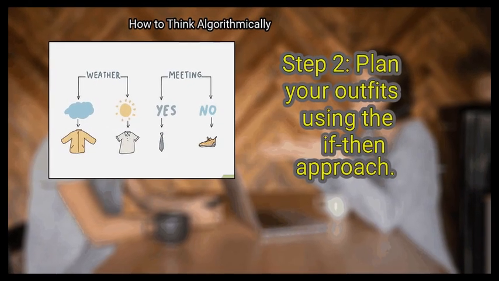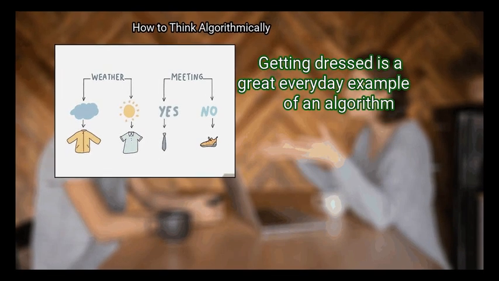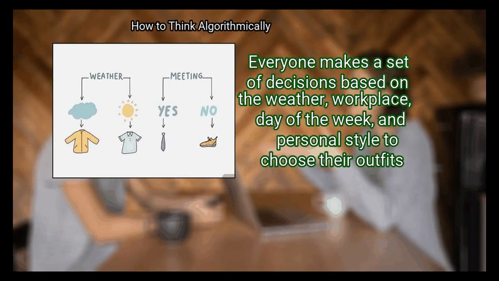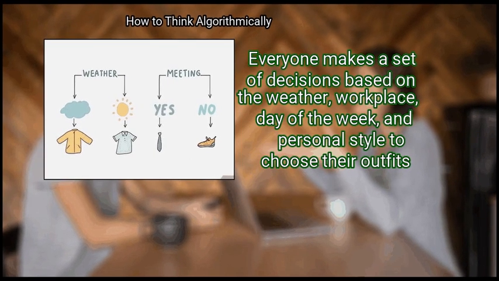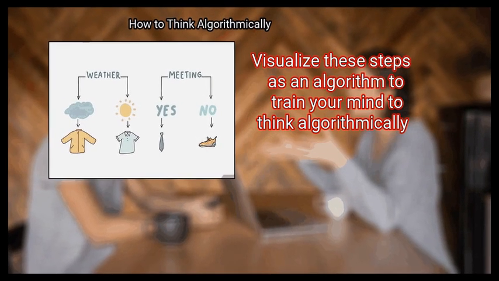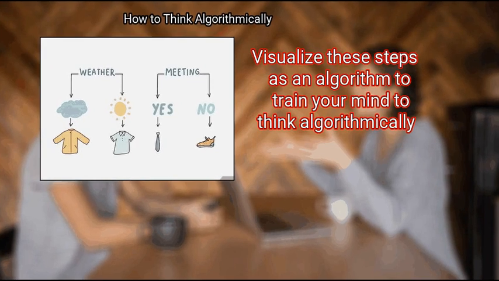Step 2. Plan your outfits using the if-then approach. Getting dressed is a great everyday example of an algorithm. Everyone makes a set of decisions based on the weather, workplace, day of the week, and personal style to choose their outfits. Visualize these steps as an algorithm to train your mind to think algorithmically.